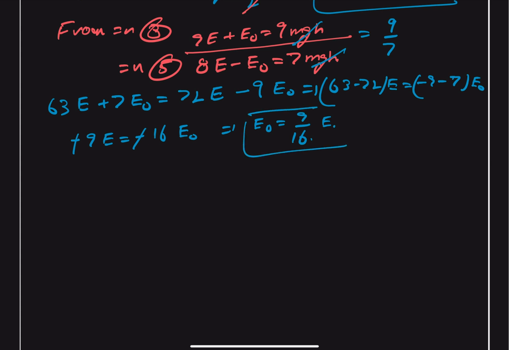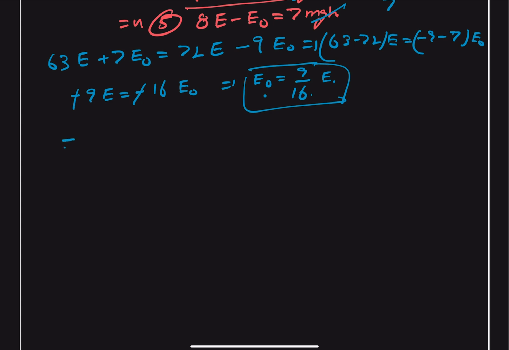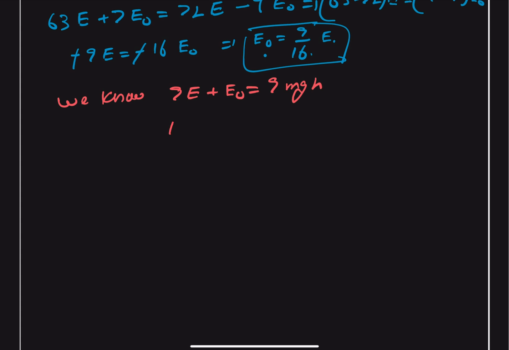So we got the relationship between the loss in section 1 or 2, and the total energy associated with block A after collision. Now we already know the equation that E minus E naught is equal to mgh. We know that 9E plus E naught is equal to 9mgh, and we also know that E minus E naught is equal to mgh. So if we divide them, mg and mg cancel out and this comes as 9h divided by capital H, and E naught we already know.